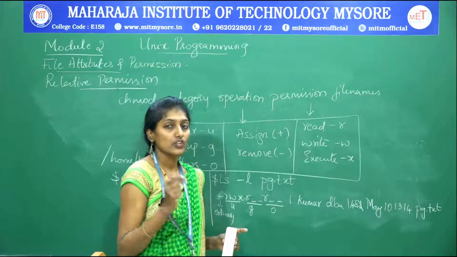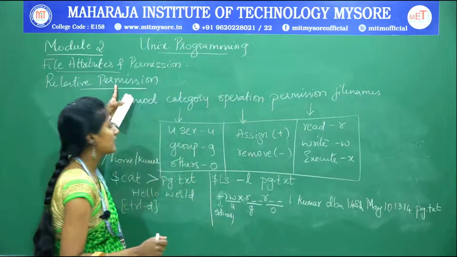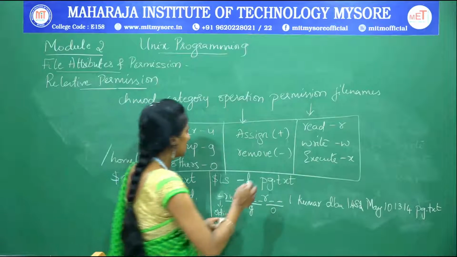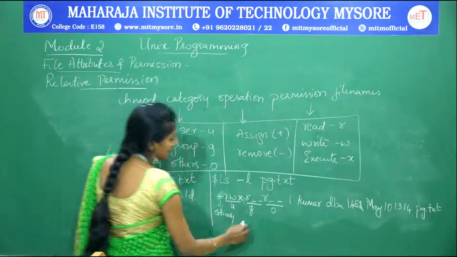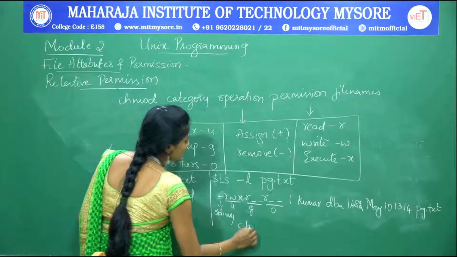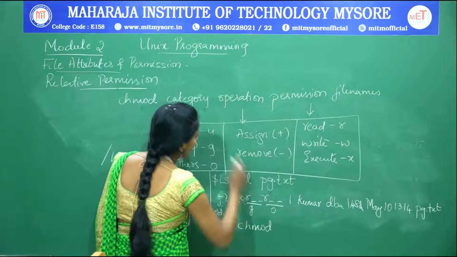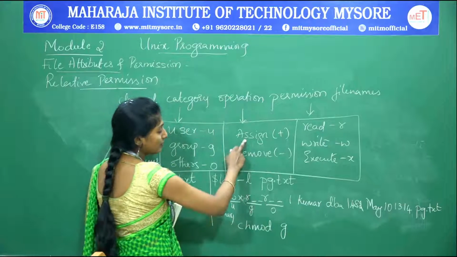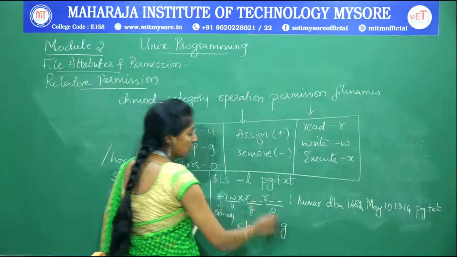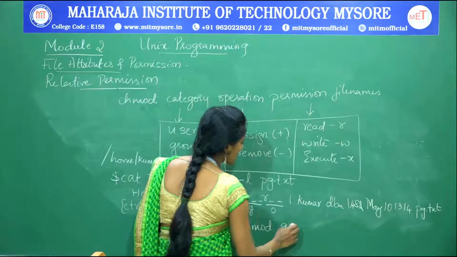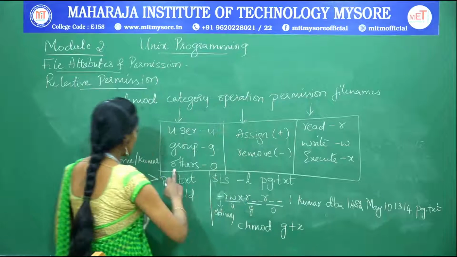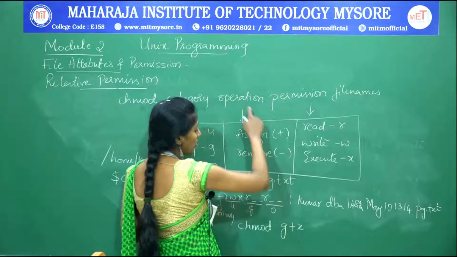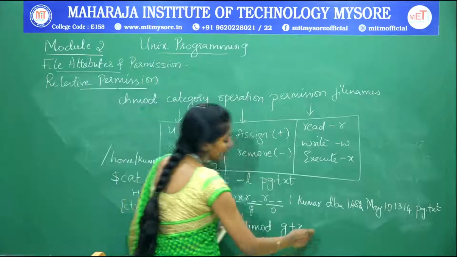So how do I assign the execute permission for a group using this relative permission mode with this syntax? I will write it here for this particular file: chmod. The category is, which category do I want to assign? For group. What is the operation, whether I have to assign or remove? I have to assign the executable permission, so plus, with the abbreviation X. So g+x: permission is X, operation is plus, and category is g, then the file name.